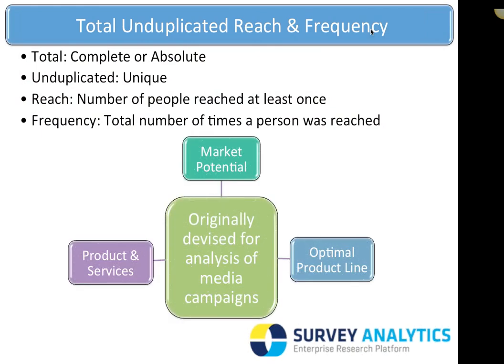And TURF came originally from the marketing agencies. It was originally devised for analyzing different kinds of media campaigns. Since then, it has branched off into products and service research. It helps with looking at different market potentials for different products and services, and then it also gives people a guideline in terms of what would be the optimal product line.